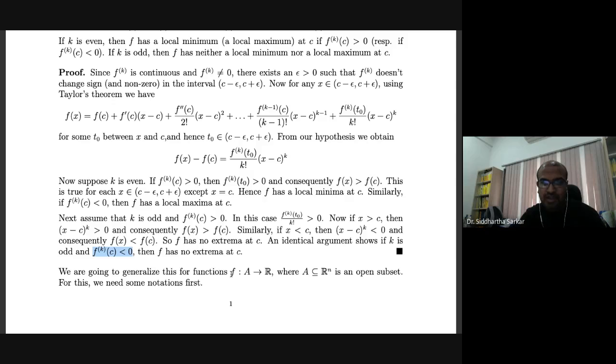Okay, so we kind of want to generalize this for a function f from E to Rn, where E is an open subset in Rn, and I'm looking at only real valued functions.